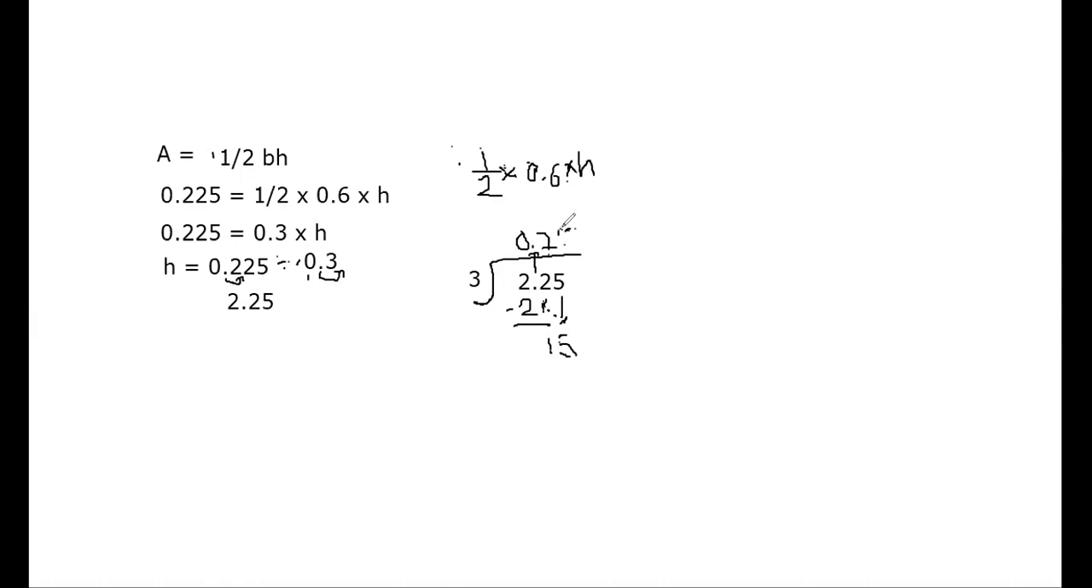Okay, so I'll just write it 5. So 3 5s are 15. Subtract it, you will get 0. So what's the answer? H is going to be equal to 0.75.